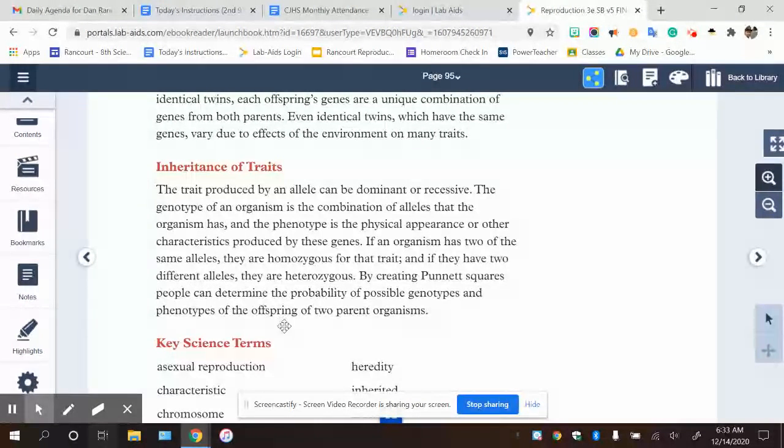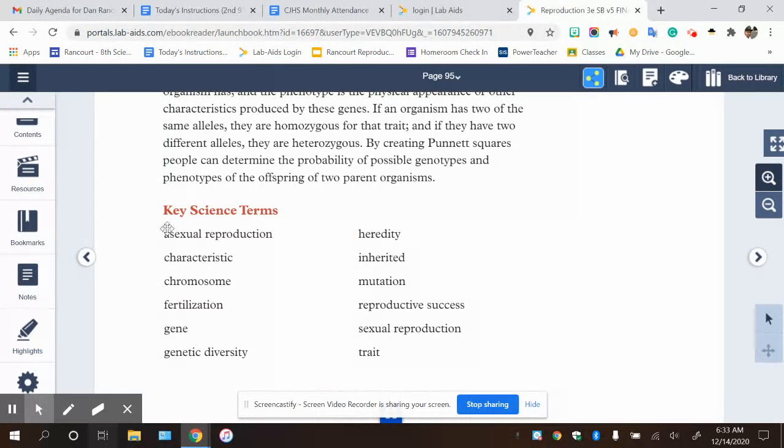And if you look down here, here's the key science terms that we went through this quarter and the first quarter. So we talked about asexual reproduction. A characteristic is just another term for a trait. Chromosomes, fertilization, gene, genetic diversity, which, to be quite honest, we didn't get to talk a lot about because we skipped a few activities. Heredity, inherited, mutation, reproductive success, sexual reproduction, and trait.